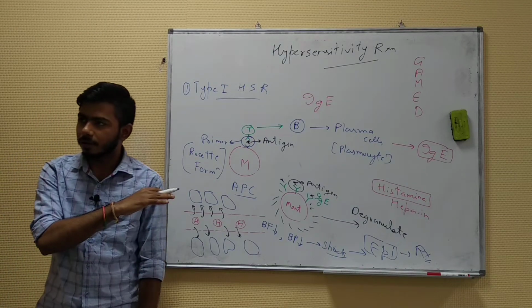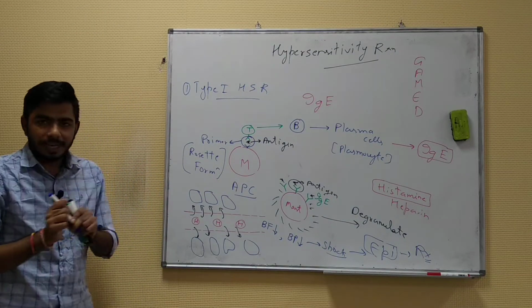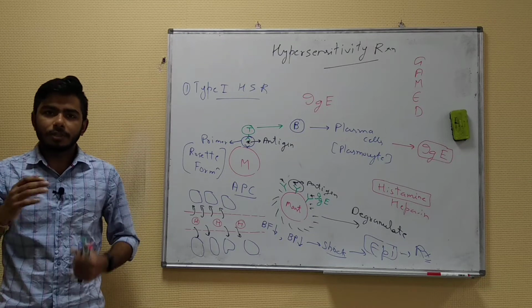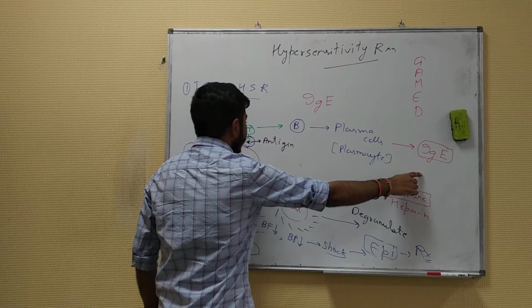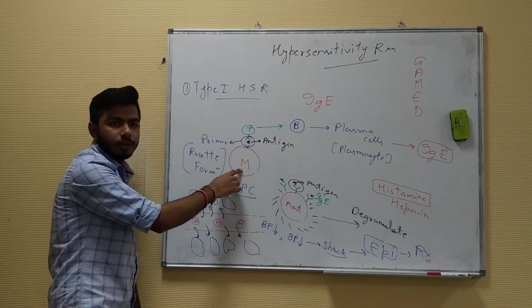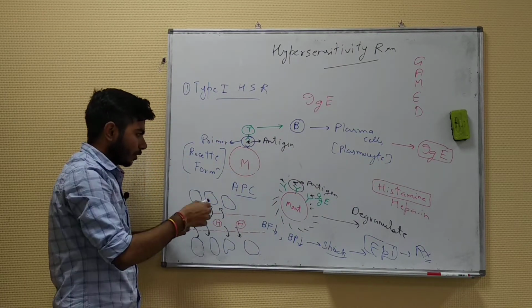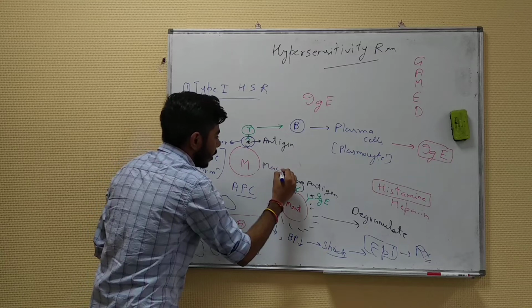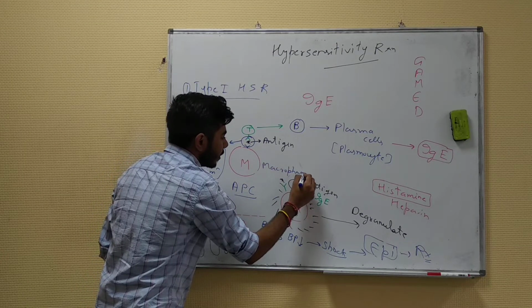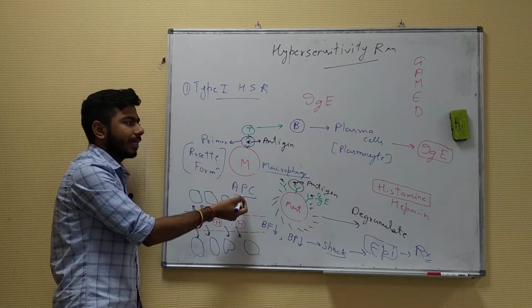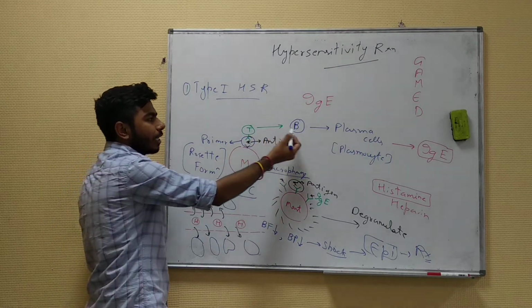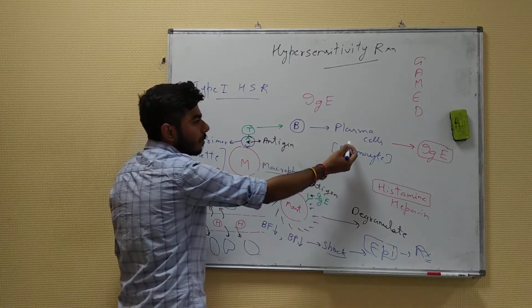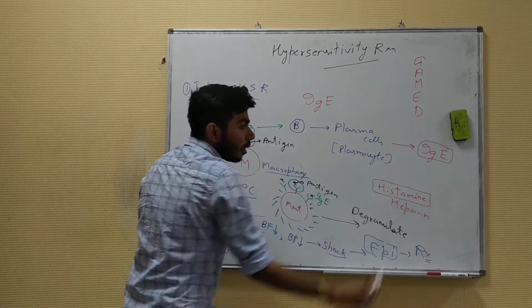What about the pathophysiology? Okay, so once again I am repeating. First of all, this person visited the garden for the first time. He will be having production of immunoglobulin E meanwhile. So what will happen? Antigen will be binding to the macrophage. This is the macrophage. Now the macrophage will be presenting this antigen as an antigen presenting cell. They will be presenting this antigen to the T helper cells. T helper cell will be activating the B cells. B cell will be activating the plasma cells. Plasma cell will be producing the immunoglobulin E.